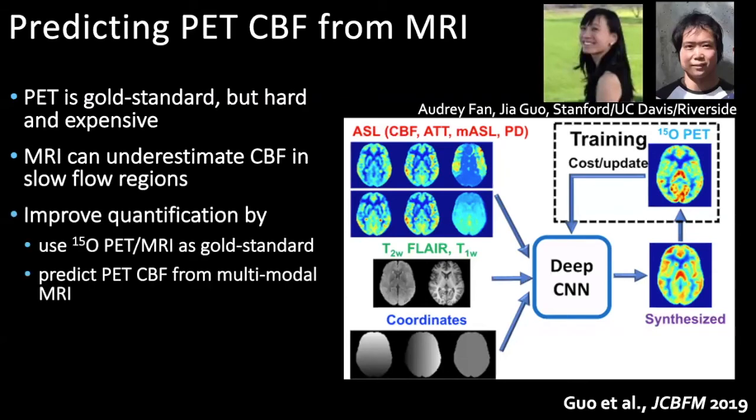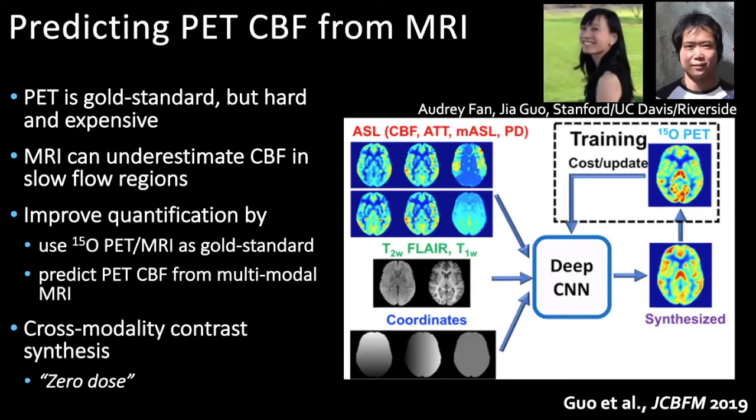So the idea is quite simple. Use the simultaneously acquired oxygen-15 water as a gold standard and predict the PET CBF from multimodal MRI, which consists of standard arterial spin labeling and then more advanced multi-delay arterial spin labeling methods. And this is an example of cross-modality contrast synthesis, so MRI predicting PET.